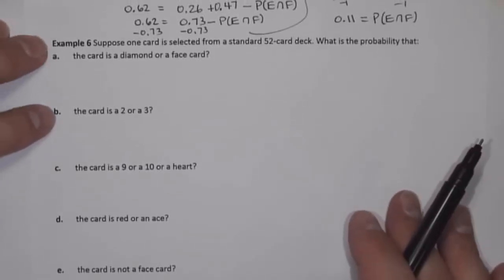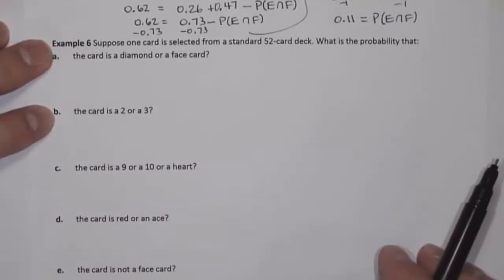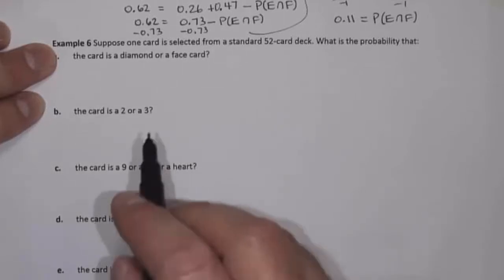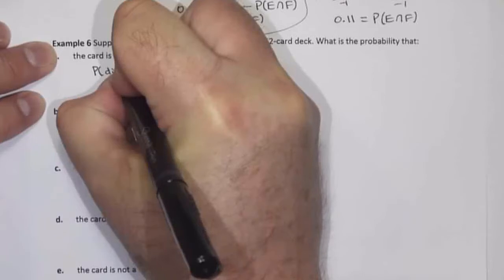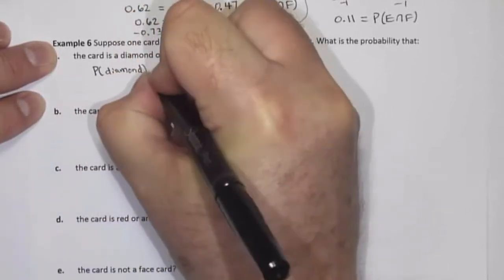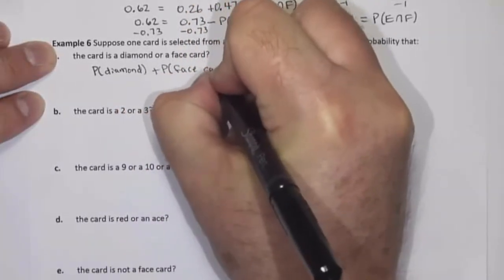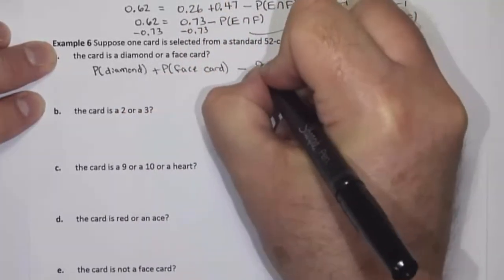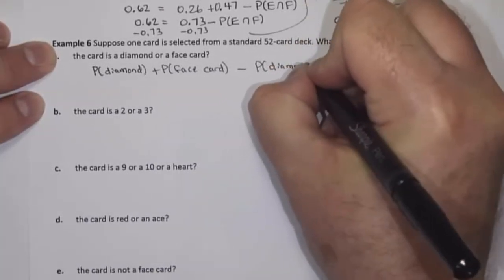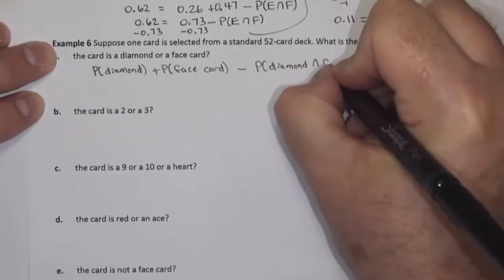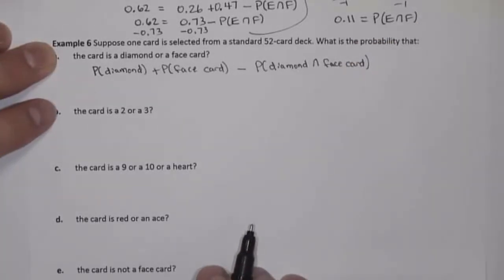So we have several problems here that we want to answer. So the card is a diamond or a face card. Well, then that would be the probability that the card is a diamond plus the probability that the card is a face card minus the probability that it is a diamond intersect a face card. So now we have to think about this a little bit.